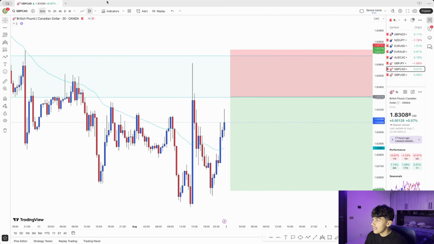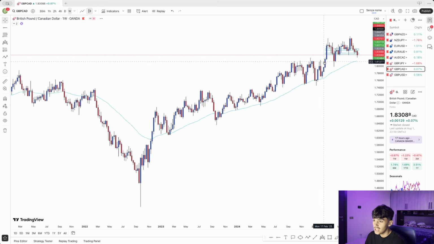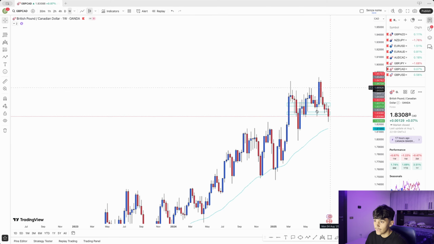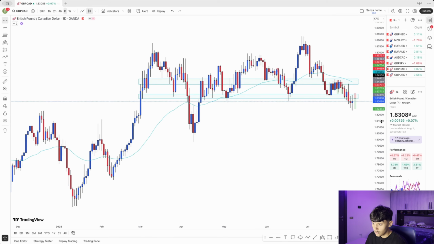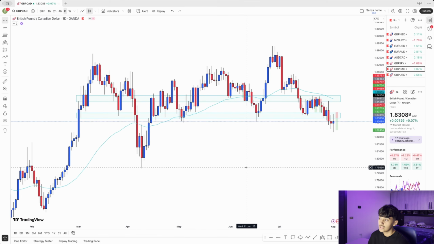Now, GBP CAD. GBP CAD is quite similar to GBP NZD. In fact, the weekly time frame is bearish. The daily time frame is bearish as well. We have this area of interest, which I believe is better than GBP NZD's area of interest.